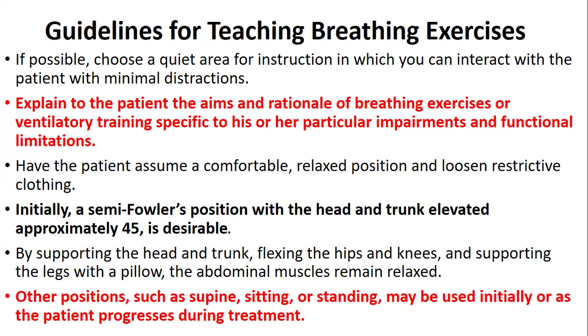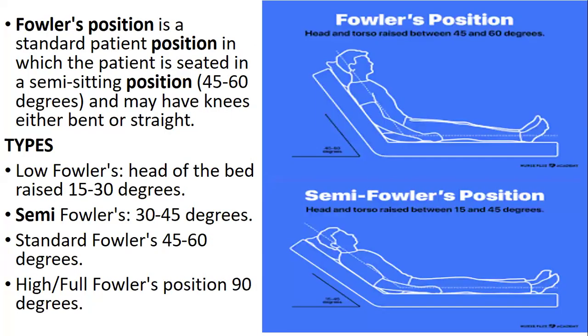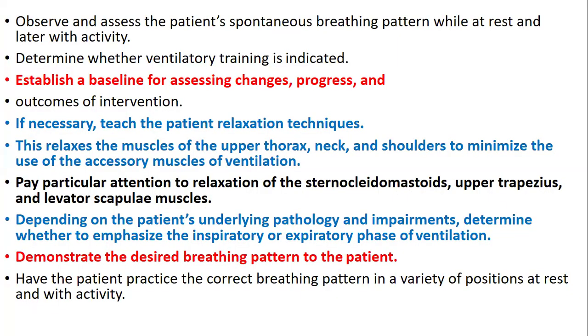Put the patient in a comfortable, relaxed position, and loosen restrictive clothing so that they are free. Put them in the position known as the semi-forward position with the head and trunk elevated to about 45 degrees. Other positions can still come in as a way of progressing. You can put the patient in sitting, supine, or standing, depending on how the patient responds and what the patient is able to tolerate. This is the Fowler's position, semi-Fowler's position. You place your patient in that position so they feel relaxed as you teach them and retrain these exercises.